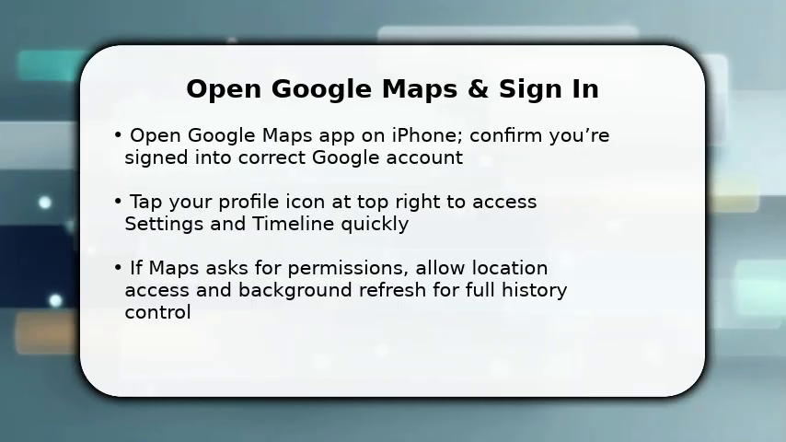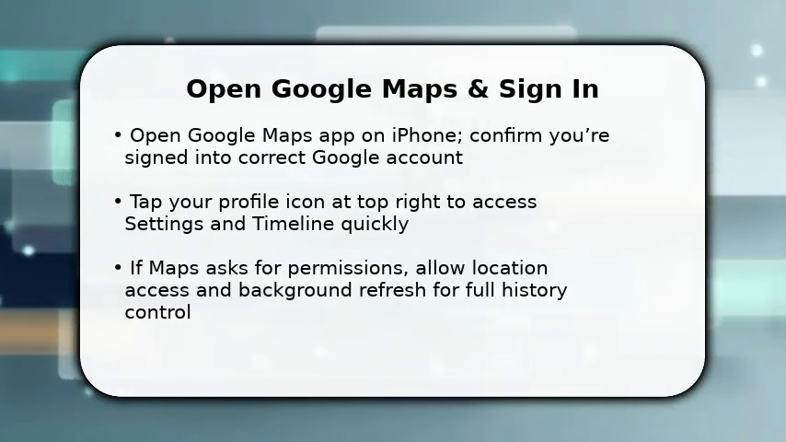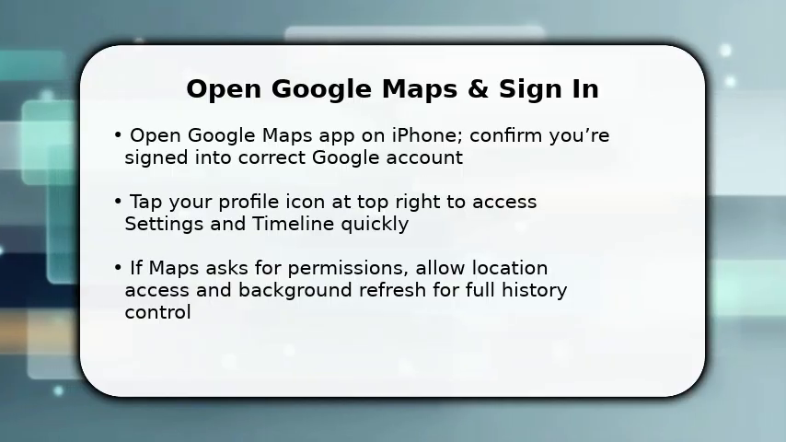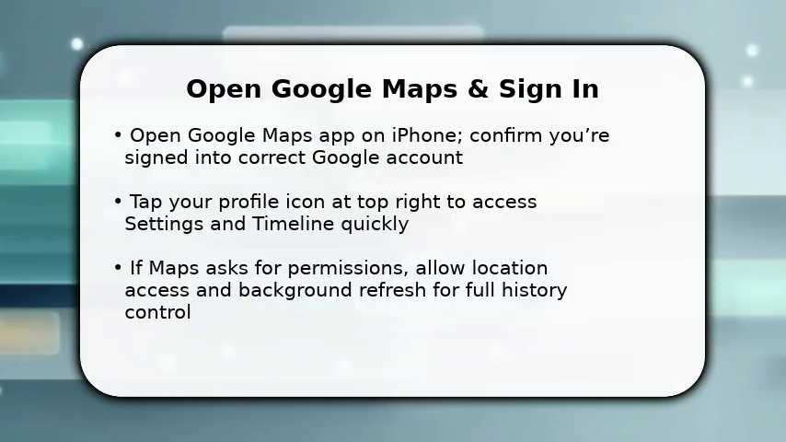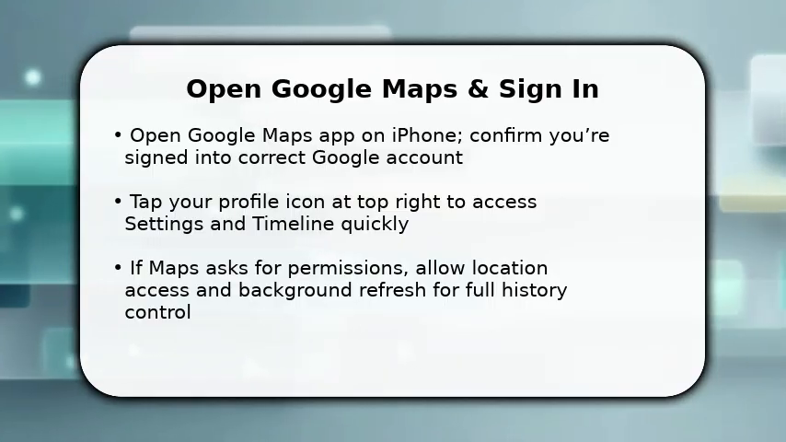You'll start inside the Google Maps app on your iPhone. Tap the profile icon at the top right to reveal account options. This ensures you're editing the right account's history. Once done, choose Settings and then Personal Content so you can manage search and location data. Make sure Maps is fully updated in the App Store to avoid menu differences.